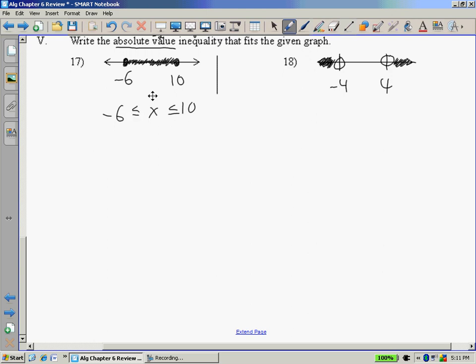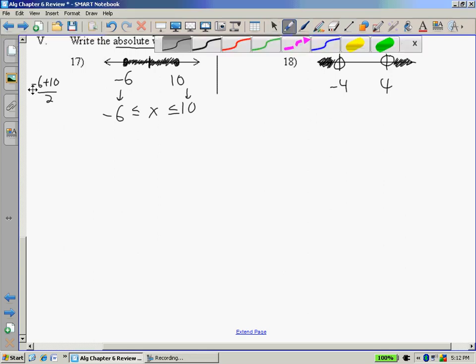So we need to have some symmetry. We need to have opposites here. Negative 6, positive 6, or positive 10, negative 10. That has not happened. So what we need to do is to find the midpoint between these two. In order to do that, let's just find the statistical average. Negative 6 plus 10 divided by 2. Add the 2 up. Negative 6 plus 10 is 4. Divided by 2 is 2.